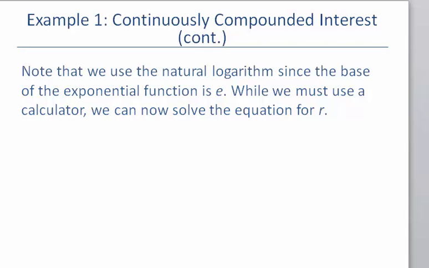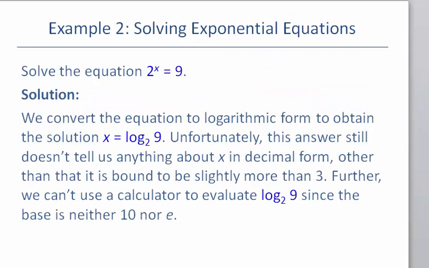Let's look at a second example. Solve the equation 2 to the x is equal to 9. So in order to solve this, we can convert it to log form, but even if we do that, as we saw in the last example, we're not in any better shape. So if we write down the word log and find our base, what's our base here? Our base is going to be 2. Remember, your exponent goes on the other side. And then the 9 goes in the spot that's left.